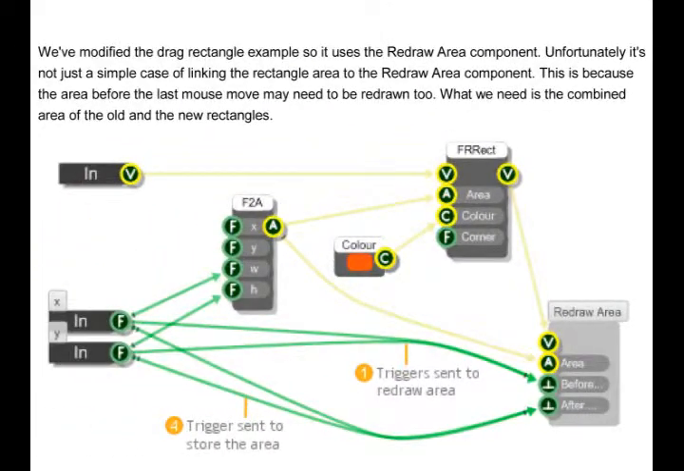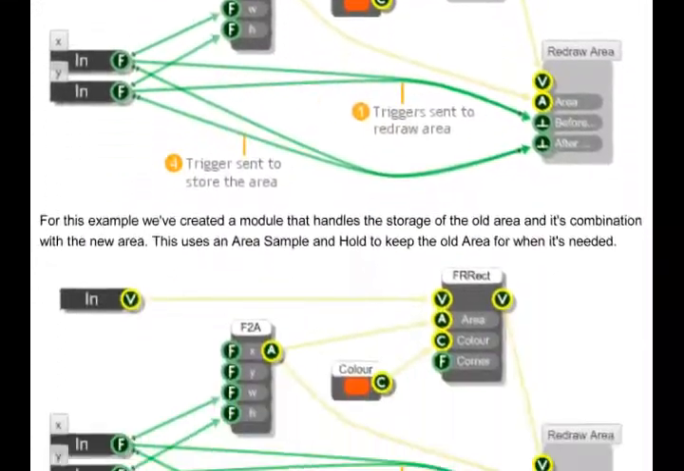We've modified the drag rectangle example, so it uses the redraw area component. Unfortunately, it's not just a simple case of linking the rectangle area to the redraw area component. This is because the area before the last mouse move may need to be redrawn too. What we need is the combined area of the old and the new rectangles.